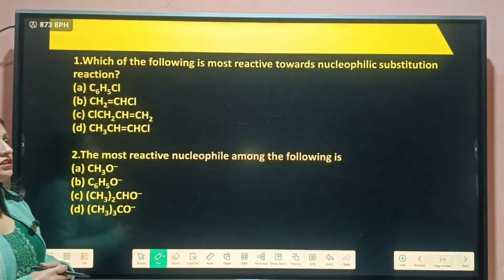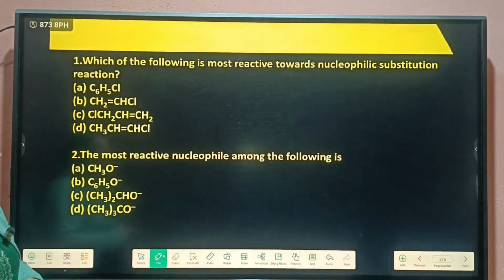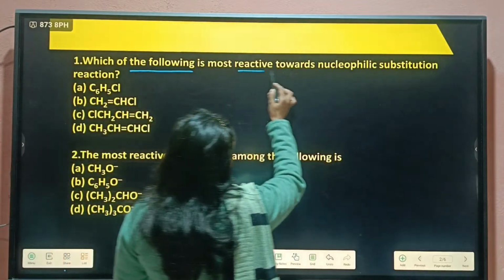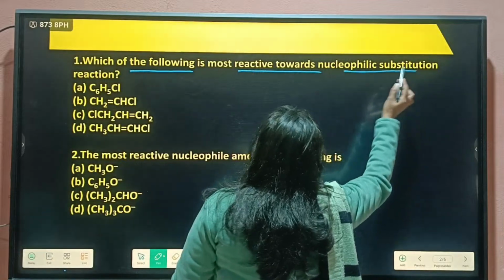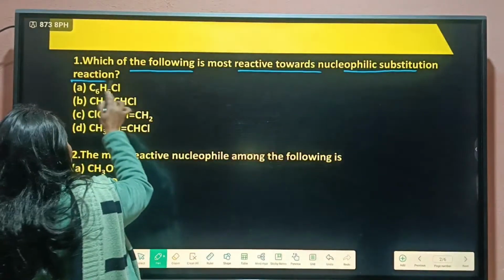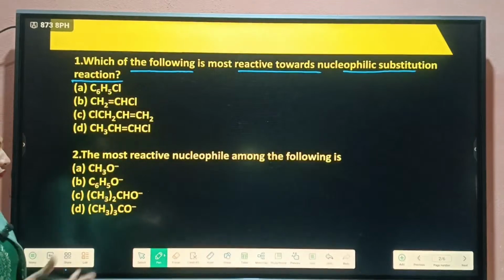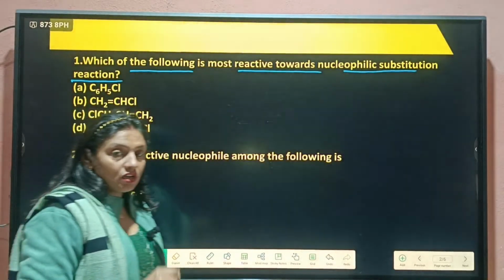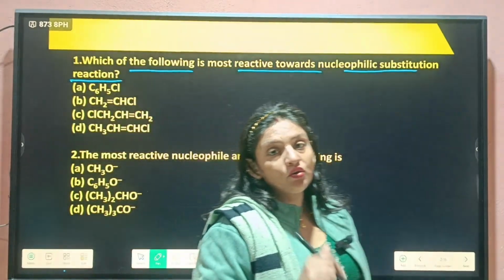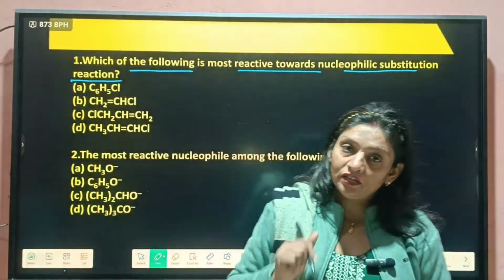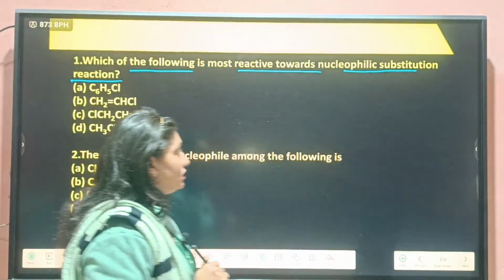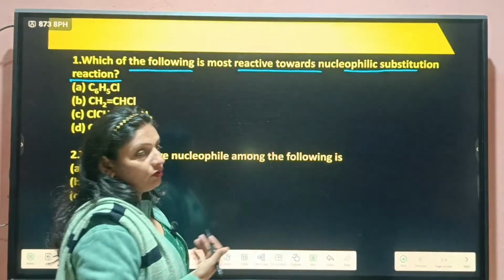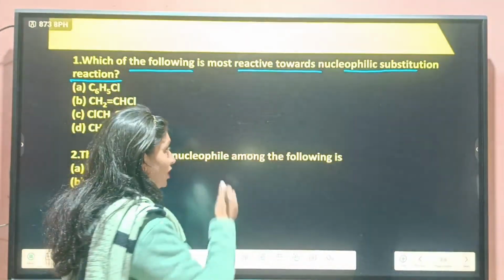Question number one is, which of the following is most reactive towards nucleophilic substitution reactions? Some options are given. Which one is most reactive towards the nucleophilic substitution reaction? Students, we know very well what the order for nucleophilic substitution reaction is.